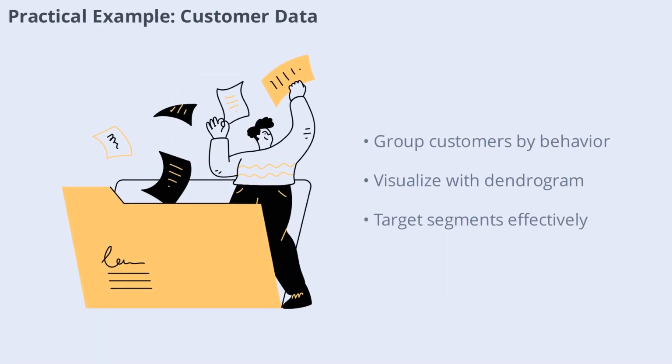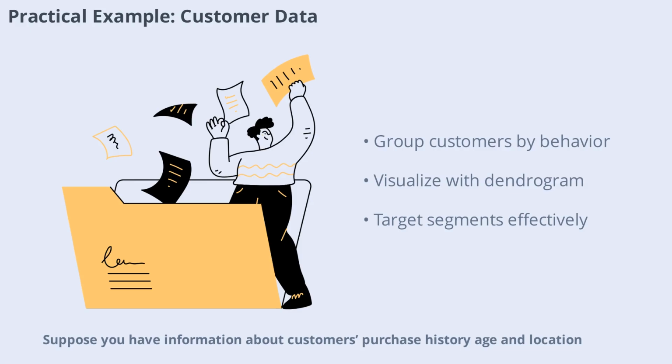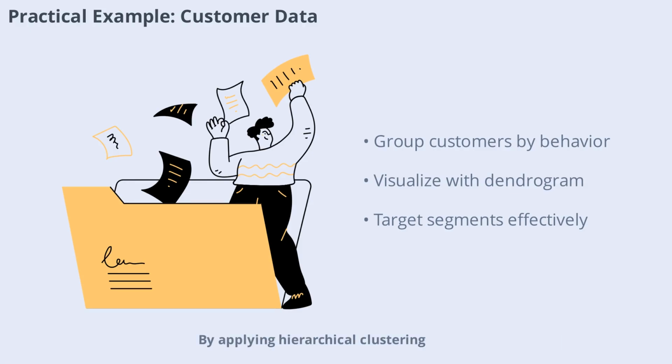Let's look at a practical example using customer data. Suppose you have information about customers' purchase history, age, and location. By applying hierarchical clustering, you can group customers with similar behaviors and preferences. The dendrogram helps you visualize these groups and decide how many segments to target with your marketing efforts. This approach leads to more effective and personalized strategies.